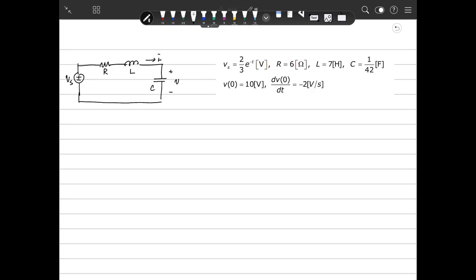Then our final target is to find the v(t) here. So I will do these first. What should we do first? Step one is find the initial condition.